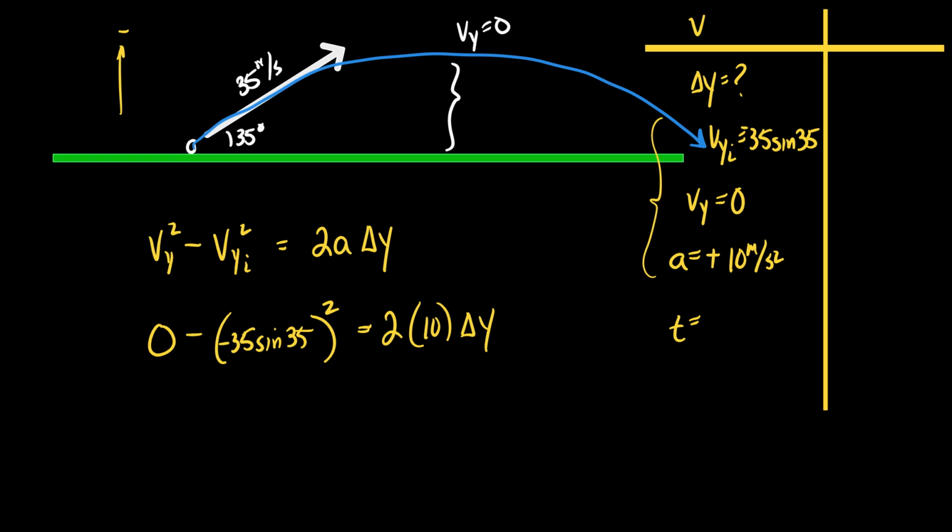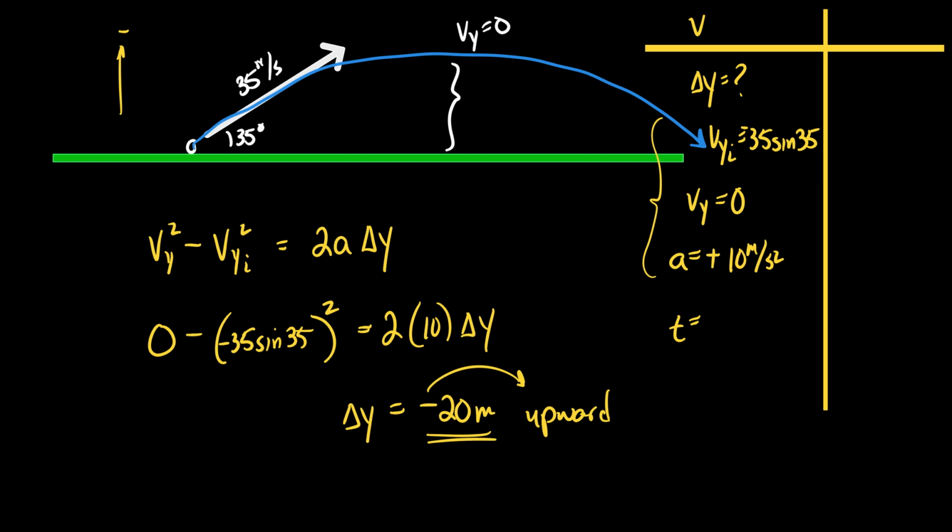Let's see. 35 times sine 35, squared, divided by 20. Looks like delta y equals negative 20 meters. Negative means upward. So that looks like part A of the problem. The maximum height attained by the ball is about 20 meters. Any question about that?